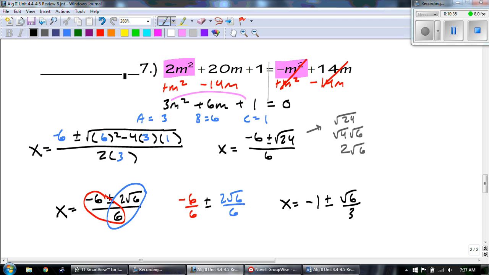I must have forgotten a negative sign. All right, so there we go. There's our final answer. And then up here, I'm just going to write -1 plus or minus the square root of 6 divided by 3.